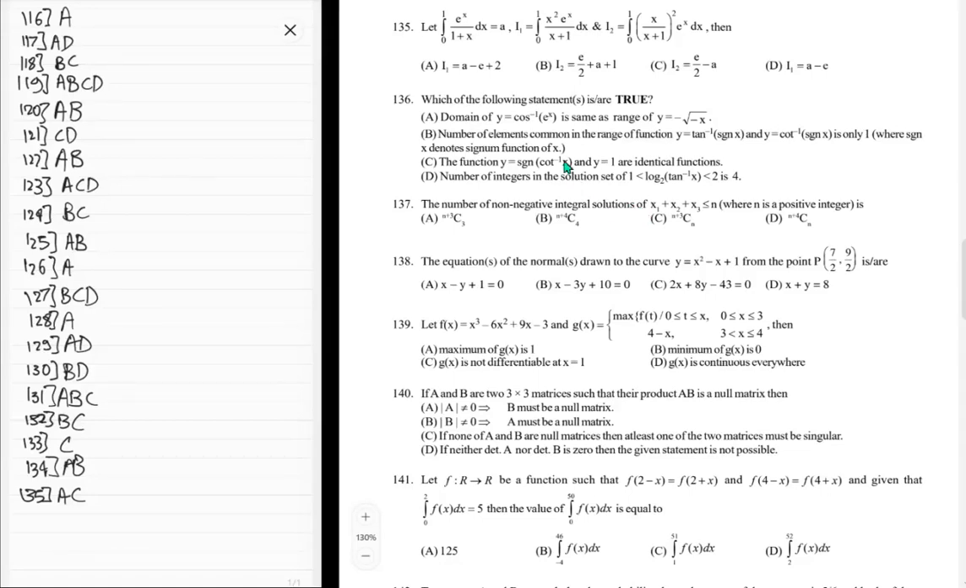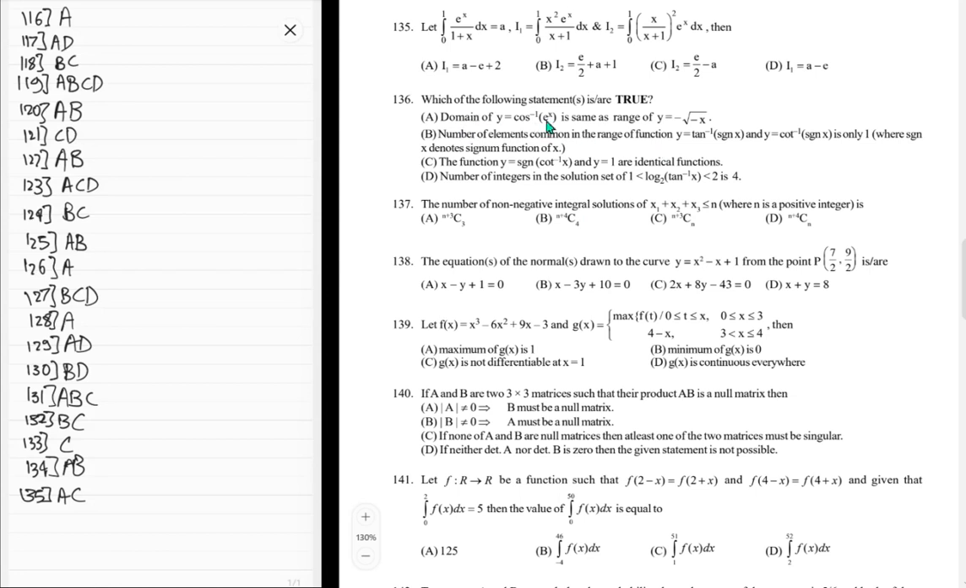ओके, थोड़ा सा 135 हो गया था ना, 136 करते हैं। डोमेन ऑफ y इक्वल टू कोसाइन इनवर्स ऑफ e पावर x इज द सेम एज रेंज ऑफ y इक्वल टू स्क्वायर रूट ऑफ नेगेटिव x, राइट? तो स्क्वायर रूट ऑफ समथिंग, ये ऑब्वियसली पॉजिटिव उठेगा, तो वो जीरो से इन्फिनिटी तक जाएगा, बट नेगेटिव ऑफ दैट तो नेगेटिव इन्फिनिटी से जीरो तक, राइट?